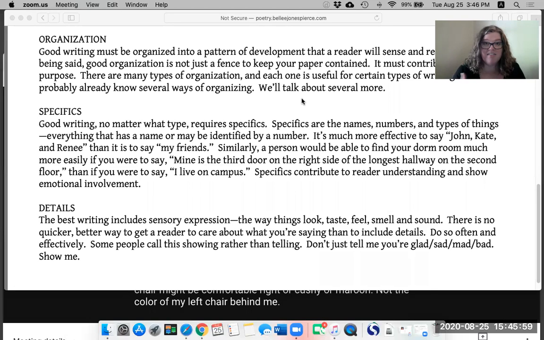Details have to do with our sensory functions, and specifics have to do with what we know about a thing, okay? So you can give somebody your address, that's a specific, but you might tell them what the house looks like, that's details. All of these things work together in concert in a paper, and we'll talk a lot more about that as the term continues.